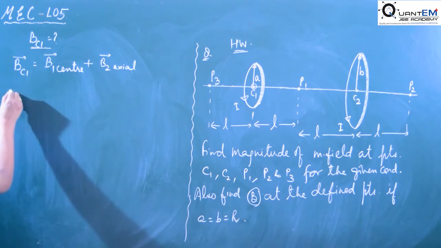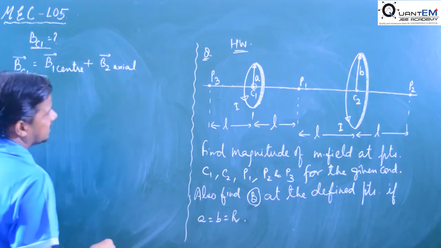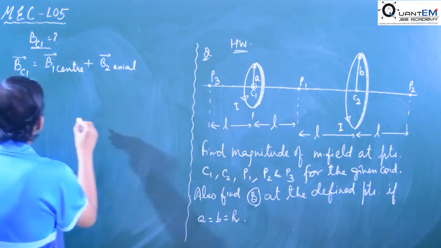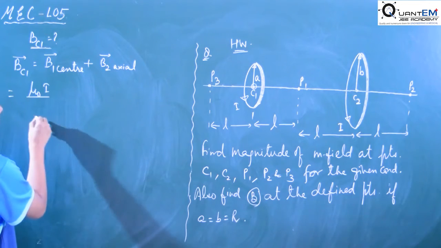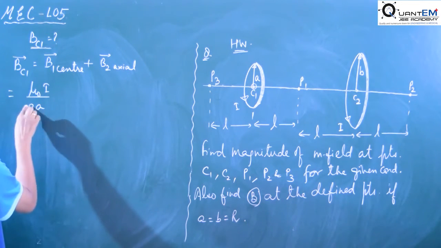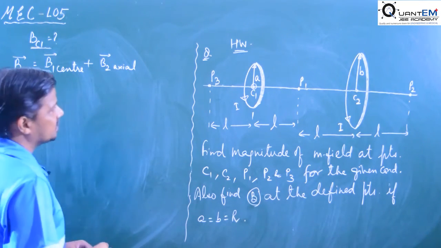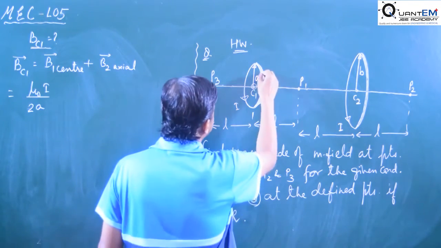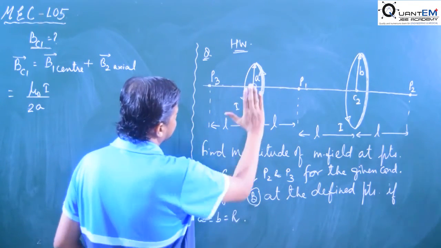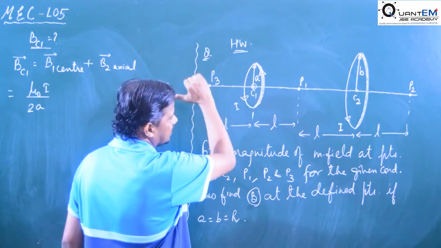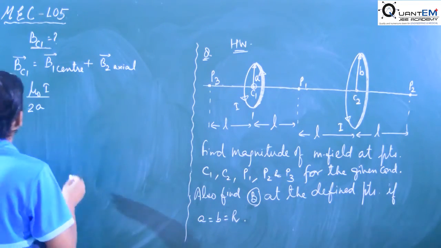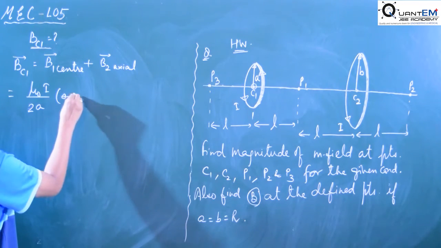Okay, so at the center of the first, it is mu naught I divided by 2a, the number of turns being 1. Now see the direction, current is flowing like this. Thick line is outside the plane of paper, thumb is towards left, so magnetic field is towards left.